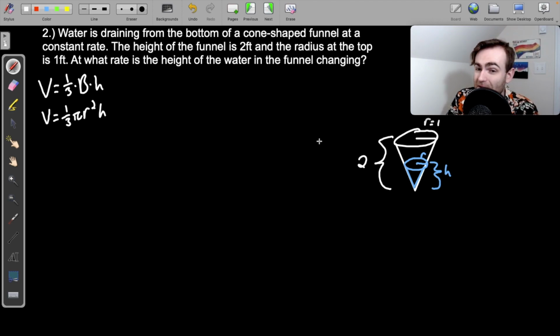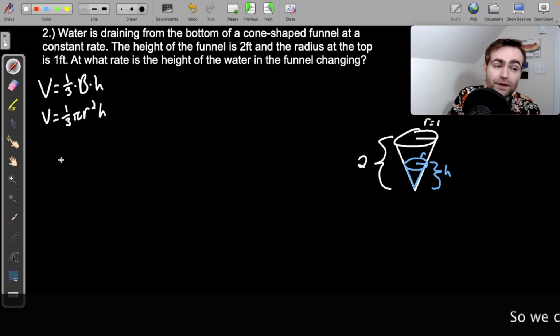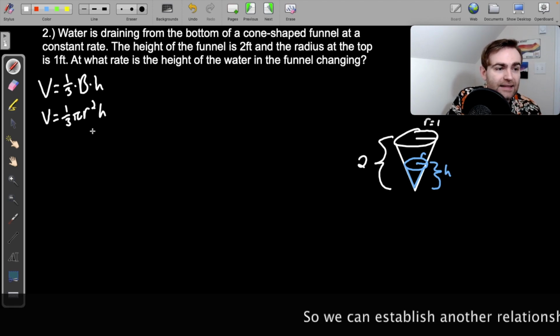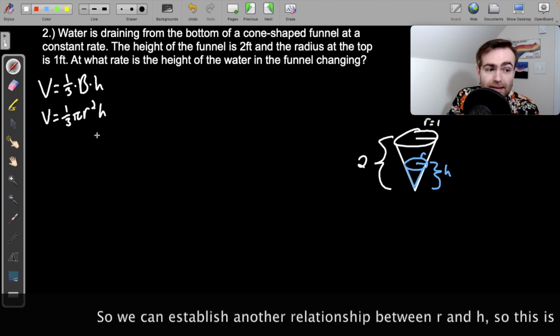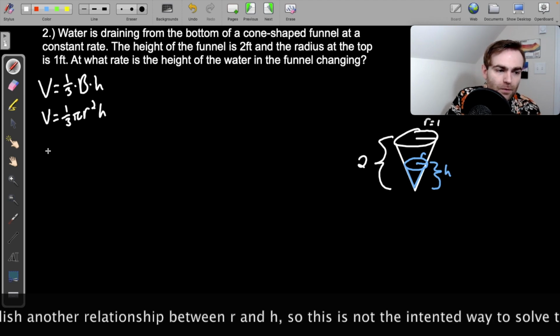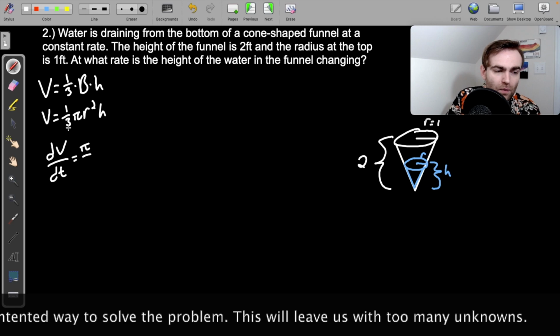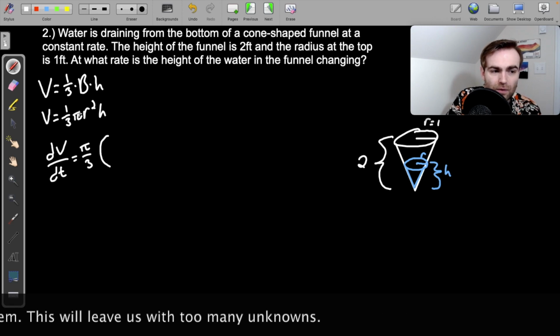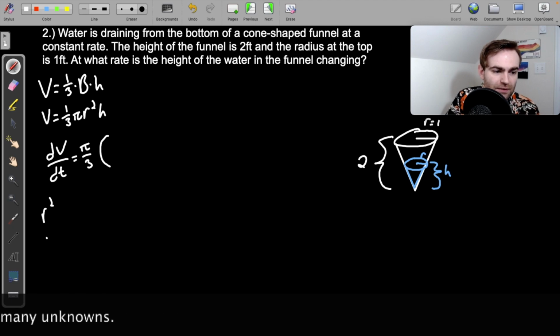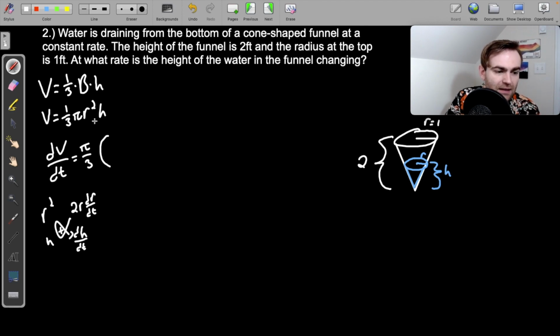And that's not entirely untrue. What we could do is take this formula right here and differentiate it implicitly. If you do that, you're going to end up with some weirdness. We're going to have dV/dt equal to, I'm going to leave off the 1/3 pi, and then we can use the product rule with this. So r squared h: the derivative of r squared is 2r dr/dt, the derivative of h is dh/dt, and the product rule says to multiply and add. So that would be 2rh dr/dt plus r squared dh/dt.